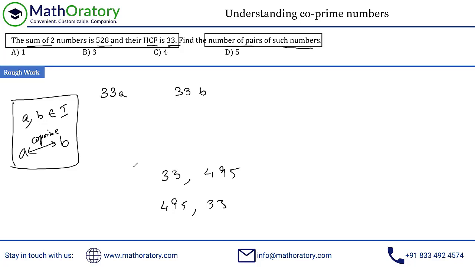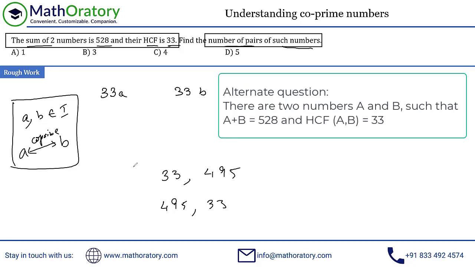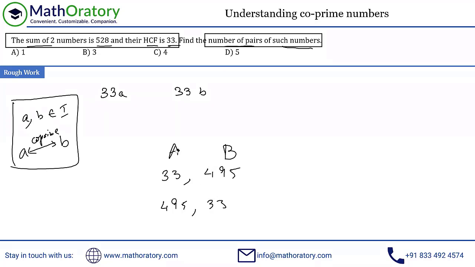But if there were variable names, suppose the question would have said there are 2 numbers A and B, where A plus B is 528 and HCF of A and B is 33. As long as explicitly something has not been mentioned, assigning A to 33 and B to 495 ideally should be different from assigning A to 495 and B to 33, right? So that's where you take ordered solutions. In this case, since there are no variable names mentioned, we should be looking for unordered solutions, or don't repeat the solution. So I'm just going to consider A less than B. Then automatically I don't repeat it, right? So I will consider 33, 495, but not the other way around.